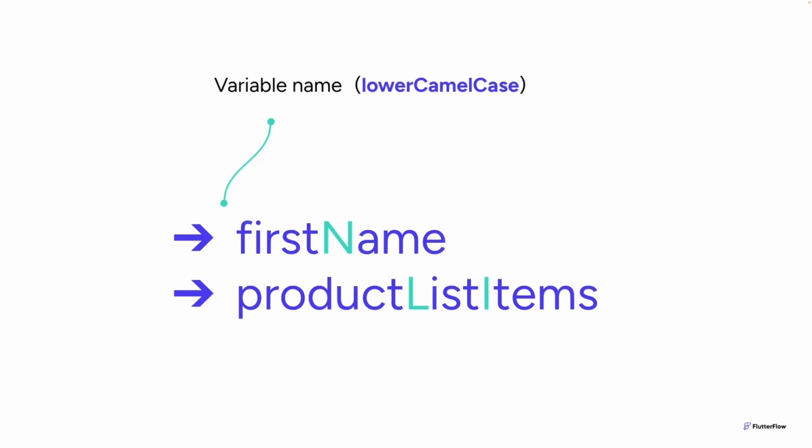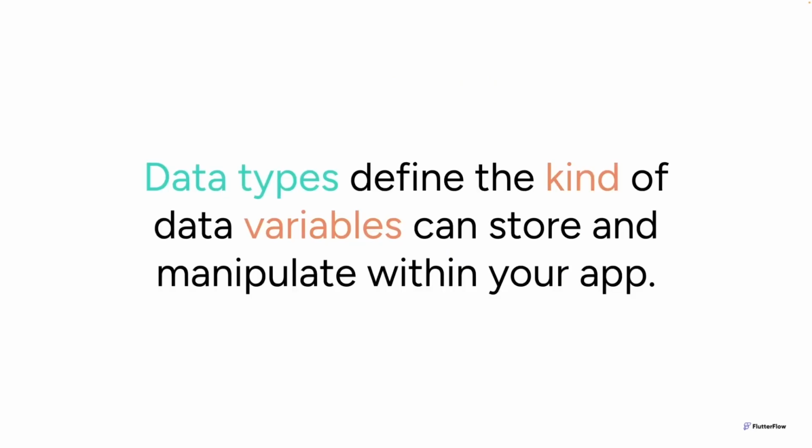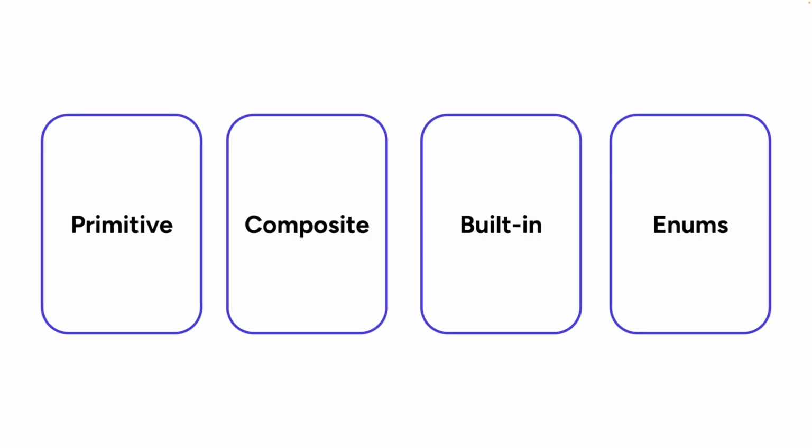Next, you need to select an appropriate data type for your variable. But what is a data type? Data types define the kind of data a variable can store and manipulate within your app. Managing data types correctly ensures that your app functions as intended, particularly when handling user inputs, storing data, and interacting with databases. FlutterFlow supports various data types to accommodate different needs in your app, such as primitive data types, composite data types, built-in types, and enums.